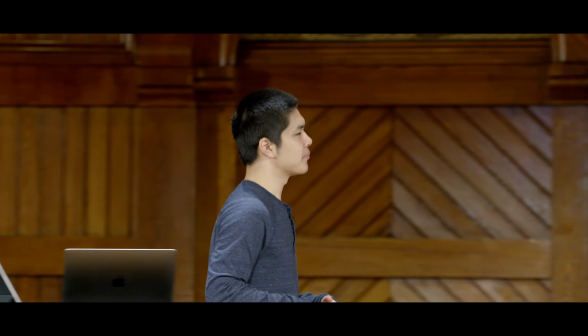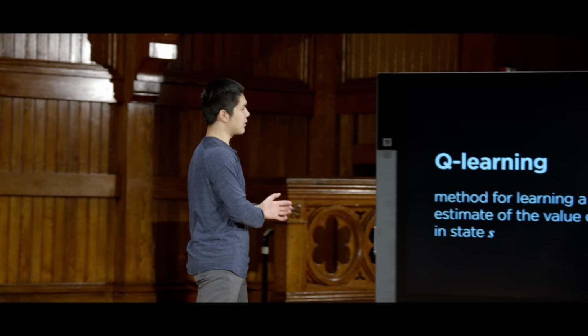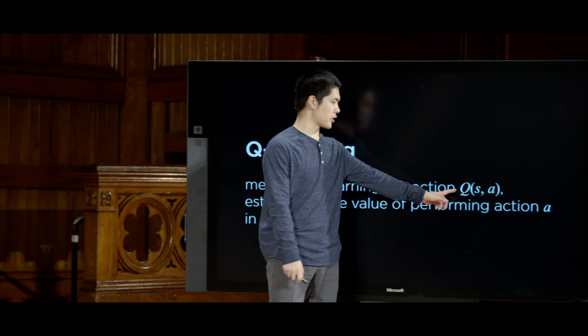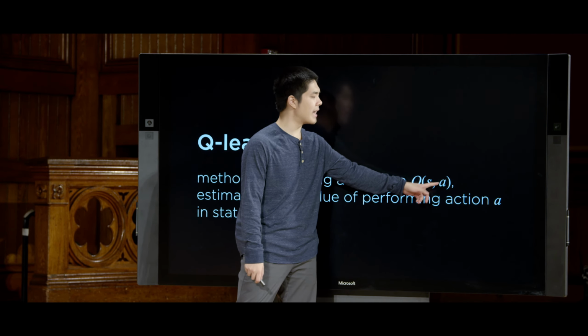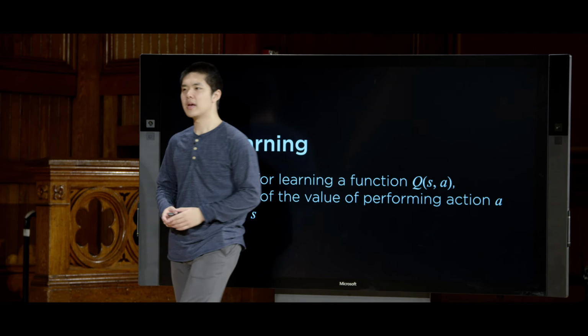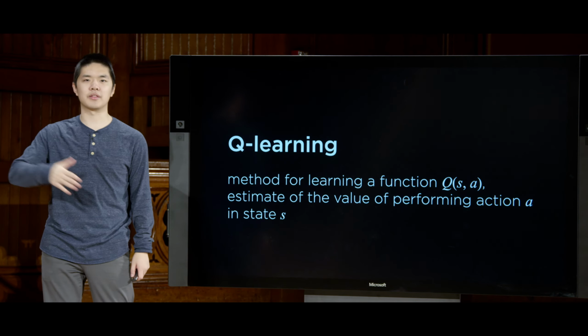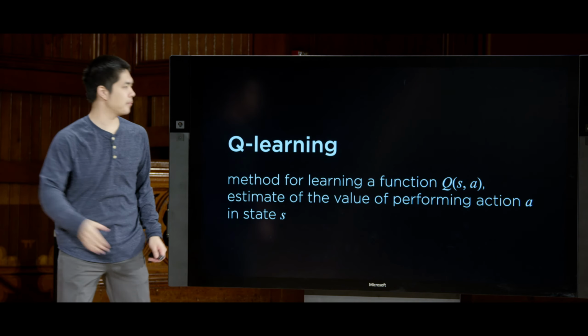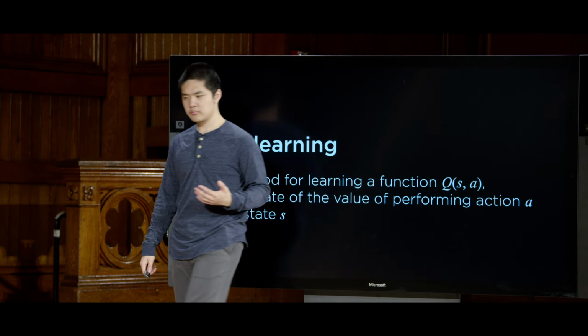There are lots of different models for reinforcement learning. We're just going to look at one of them today. And the one that we're going to look at is a method known as Q-learning. What Q-learning is all about is learning a function Q, that takes inputs s and a, where s is a state and a is an action that you take in that state. And what this Q function is going to do is estimate the value: how much reward will I get from taking this action in this state?